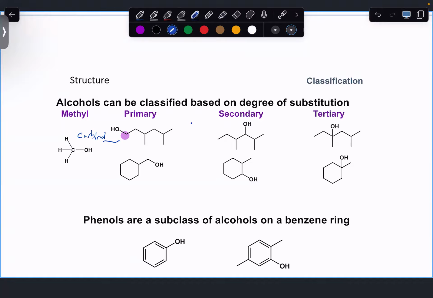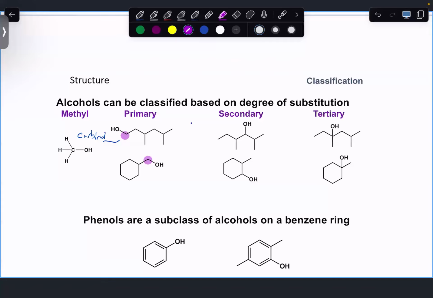And so you want to ask yourself when you're trying to classify these, well, how many carbons is bonded to the carbonyl? So you can see in this first example that I highlighted here, the carbonyl here is bonded to only one additional carbon. So that's why we call it a primary alcohol. All right. Similarly, the one right here. There's the carbonyl I just highlighted. And it is bonded to one additional carbon. So that is also a primary alcohol.